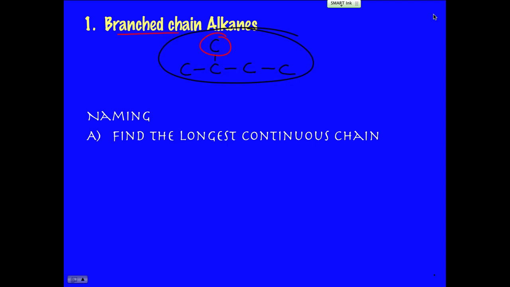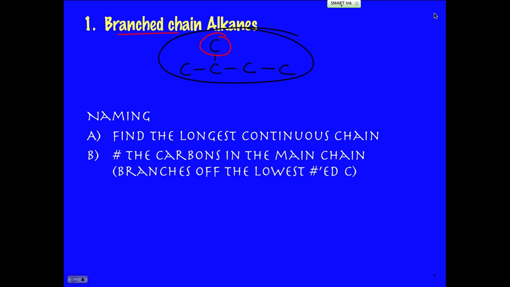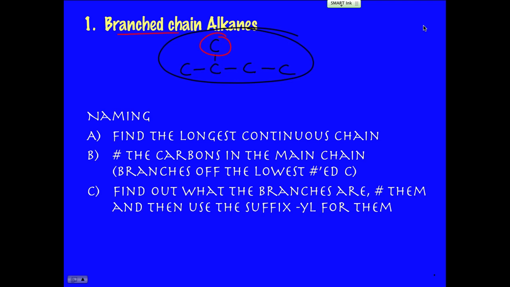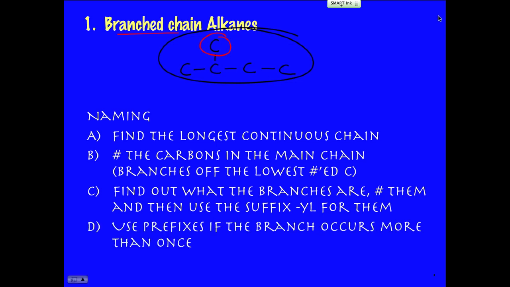First, you find the longest continuous chain. The next thing you would do is number the carbons in the main chain. And you're always going to number them so that the branches are off the lowest numbered carbon. And I'll show you what this all is in a second. All right? Then you will find out what the branches are, number them, and then use the suffix YL for them. Okay, and again, you'll see all this in just a minute. Use prefixes if the branch occurs more than once. And lastly, we always want to do it alphabetical.